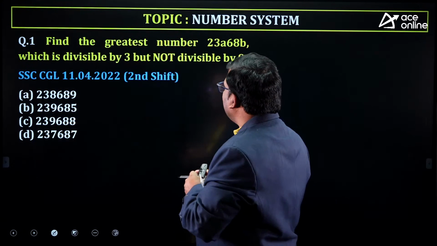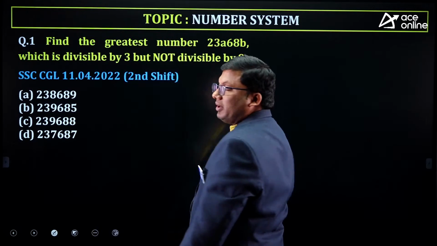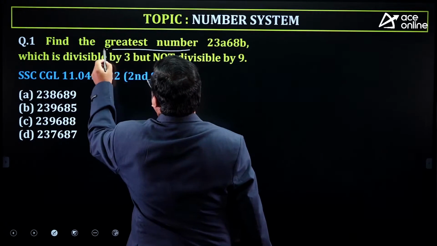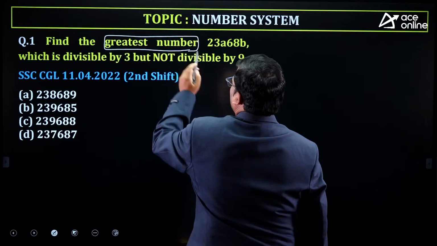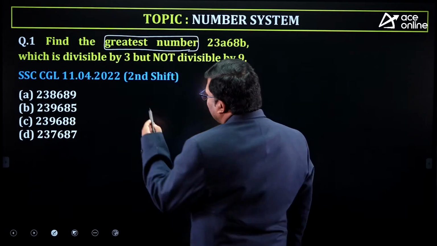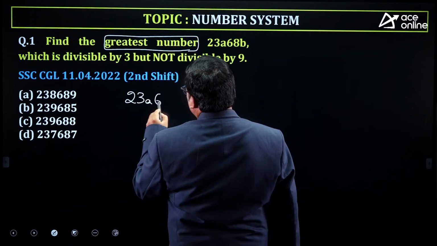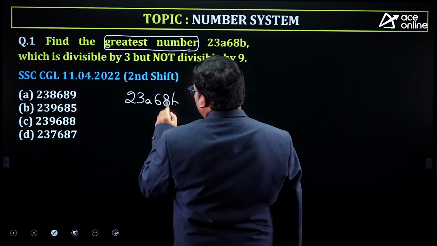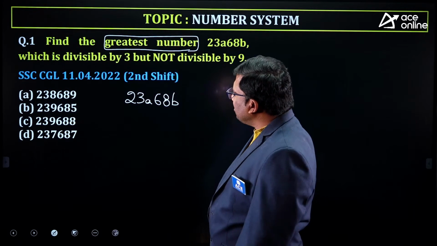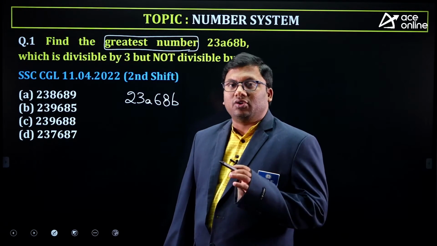See the first question. Find the greatest number. We need the largest number value. The number given to us is 23A68B. A and B are alphabets that denote digits whose values we do not know.